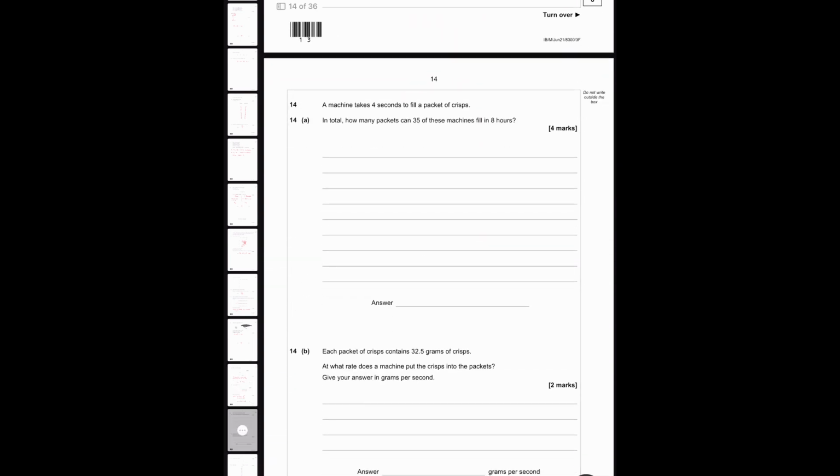Question 14 says that a machine takes 4 seconds to fill a packet of crisps. In total, how many packets of crisps can 35 of these machines fill in 8 hours? Firstly, we need to work out how many seconds are in 8 hours, so we can do 8 times 60 for 60 minutes, and then multiplied by 60 as well for 60 seconds. If we do this, this gives us 28,800 seconds.